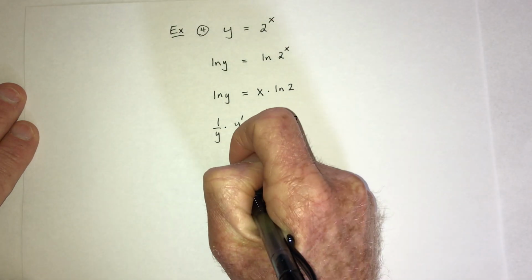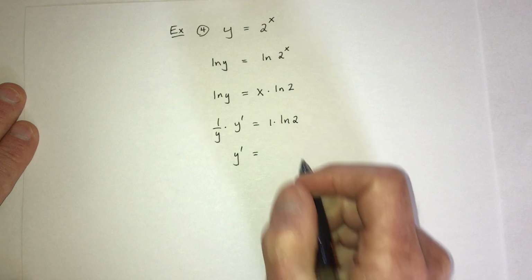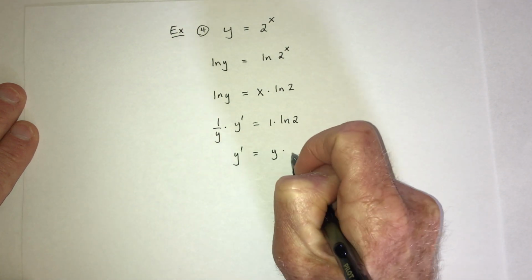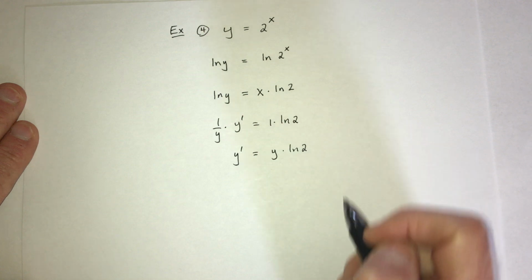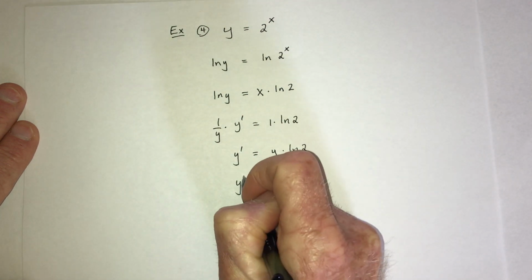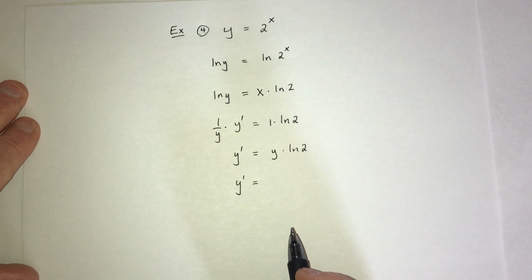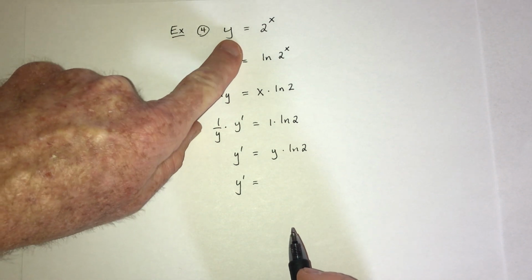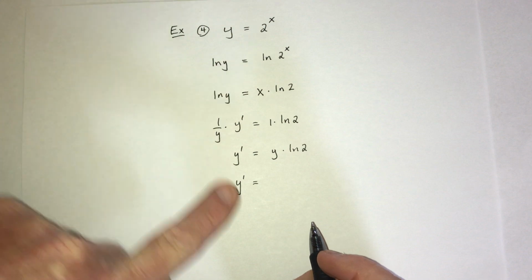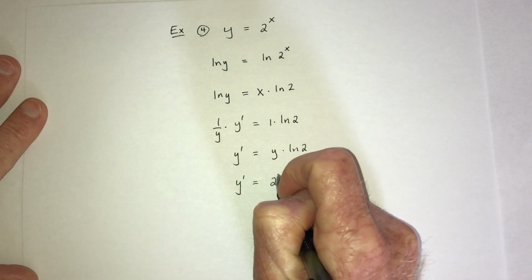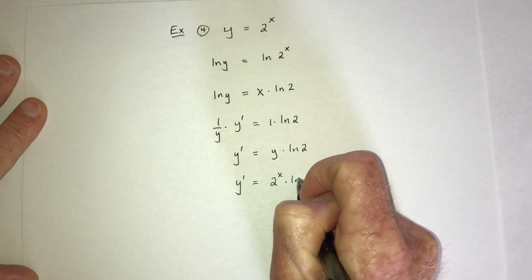And now solve for y prime. So all we need to do is multiply both sides by y, so it's going to be y times the natural log of 2. And then right here, we know what y equals. It equals 2 to the x, so replace that y right there. So it's going to be 2 to the x times the natural log of 2.